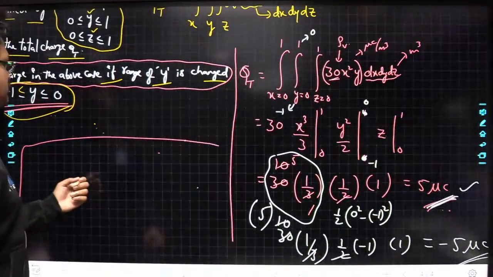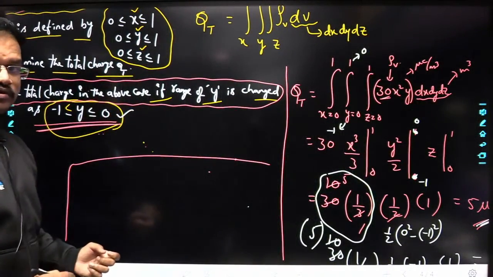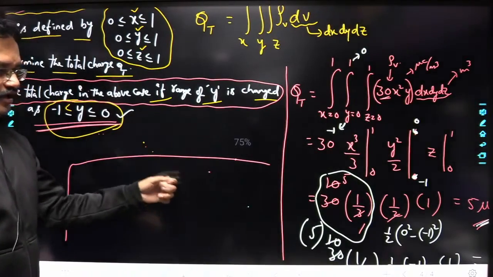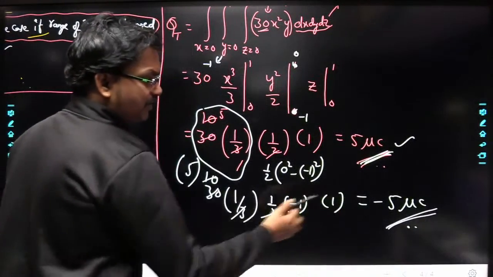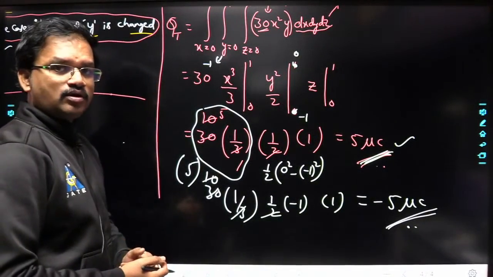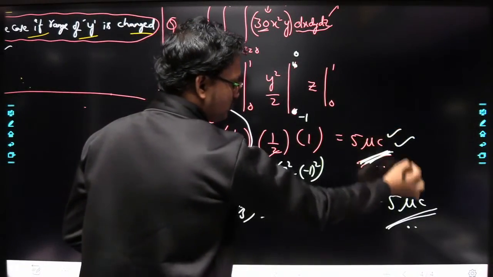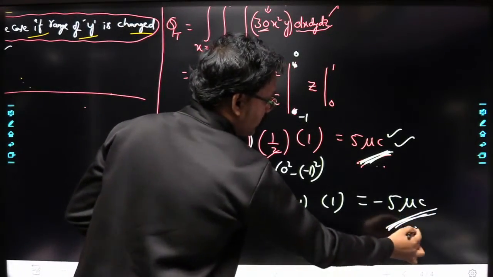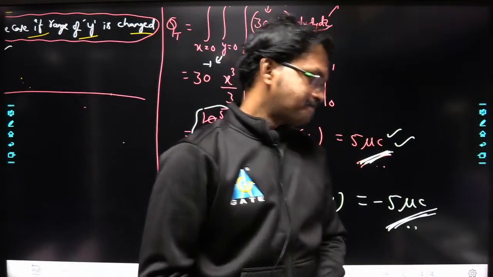Now if the range of y changes from -1 to 0 instead of from 0 to 1, then you are getting the total charge as what here? -5 microcoulomb. Understood? So in the previous case we got 5 microcoulomb, and in the second case we got -5 microcoulomb. Understood? Okay.